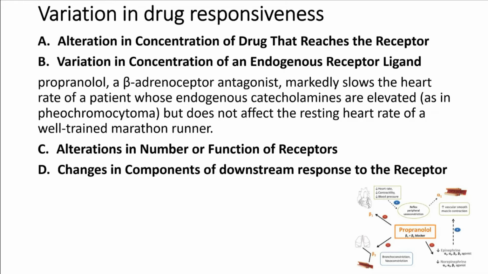And where do you see these unoccupied receptors? In marathon runners or people who are very well trained physically, because their heart rate's very low to begin with, so they don't have catecholamine binding. So yeah. Any questions on A or B? Because they're kind of intertwined.